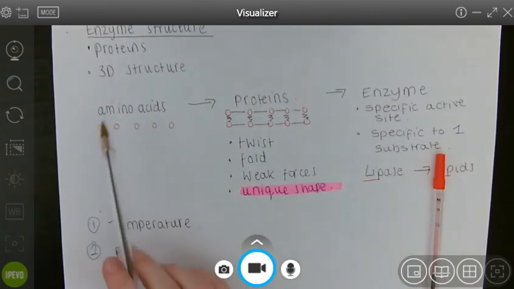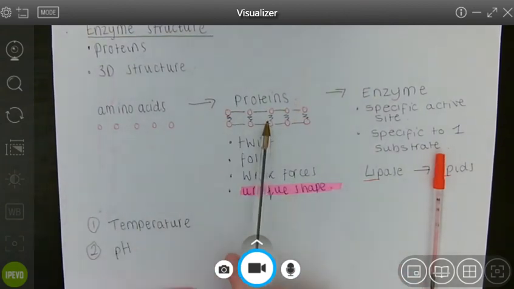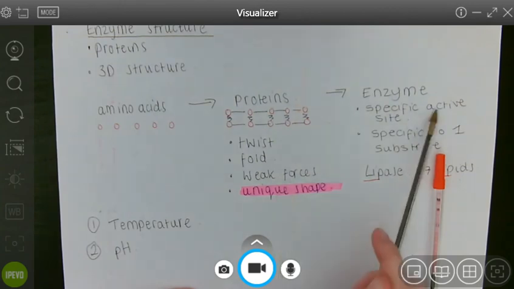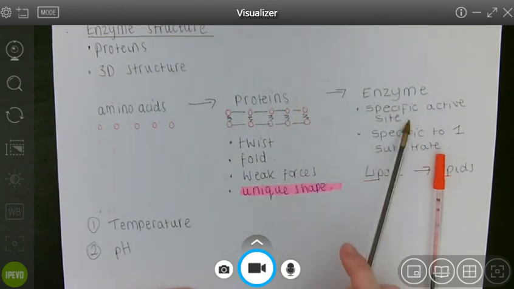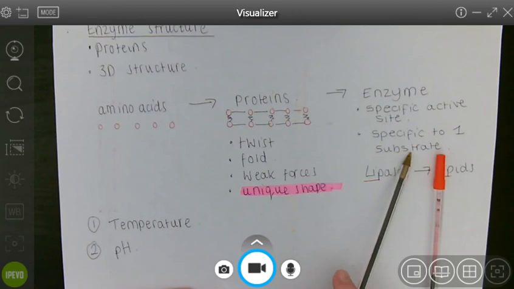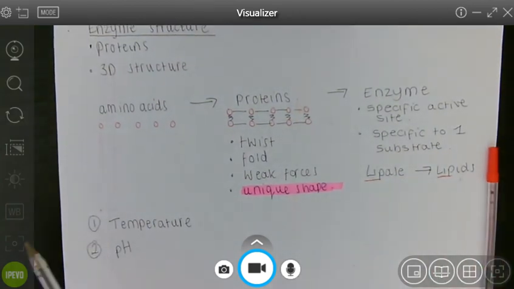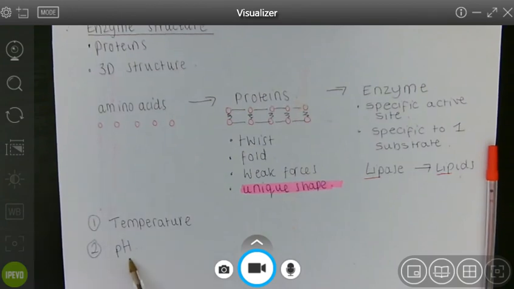Just to recap, amino acids join together to form proteins. They form twists and folds with weak forces in between the molecules. This creates a unique shape. This unique shape has a specific active site for one substrate only. So your example, lipase and lipids, and it is affected by two different things, temperature and pH.